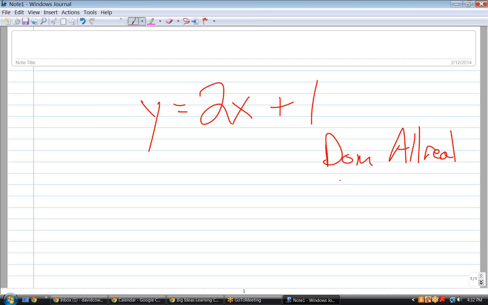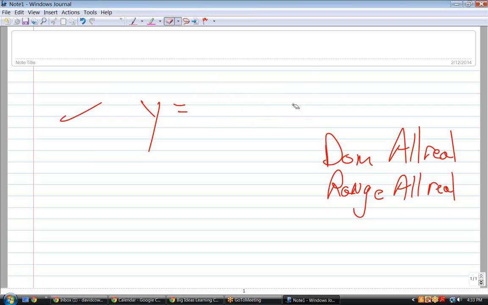The range, same thing. I'm going to be able to pretty much produce any kind of number I wanted for y. There's no value of y you couldn't make. Okay? So this is a simple function. Domain's all real, range is all real. Now let me change it up just a little bit.